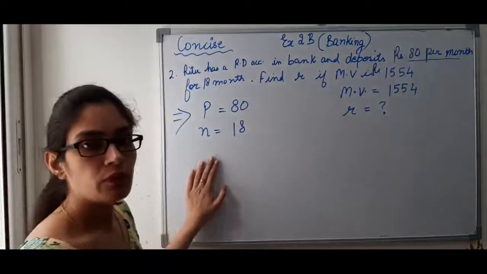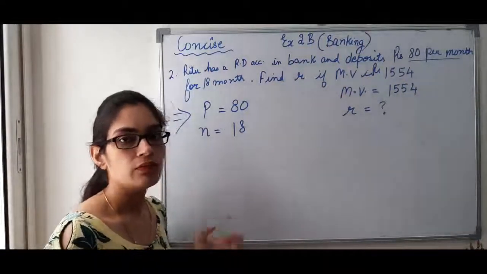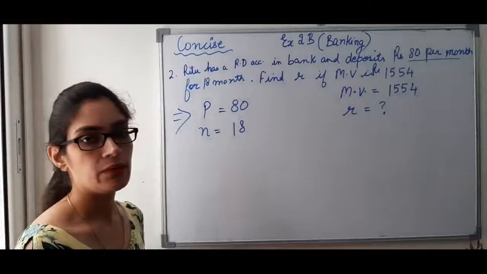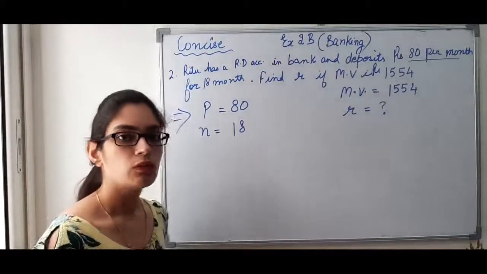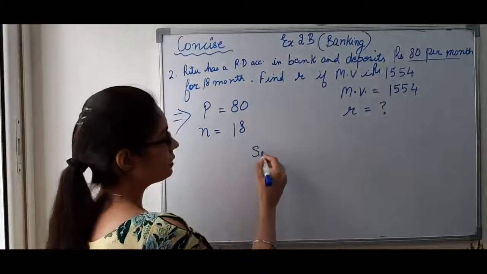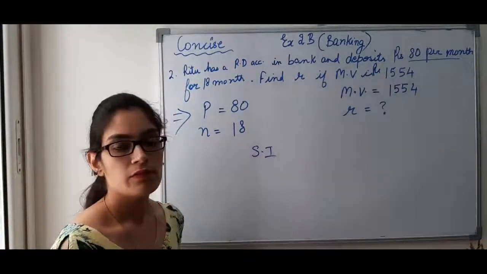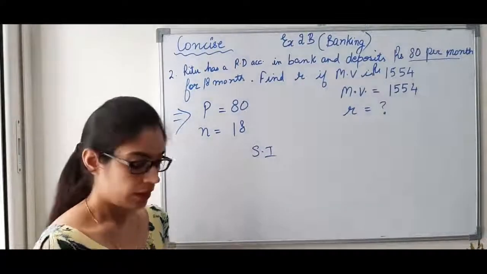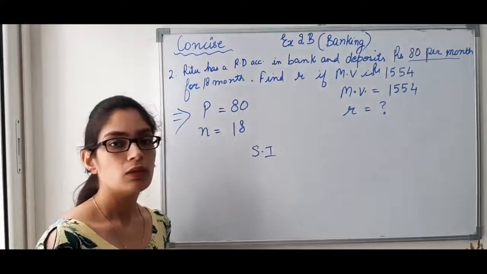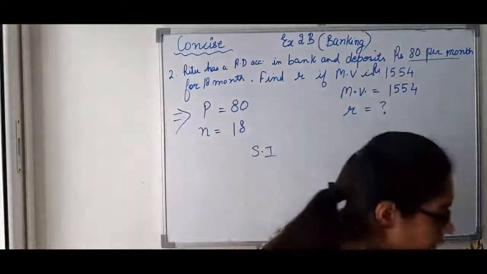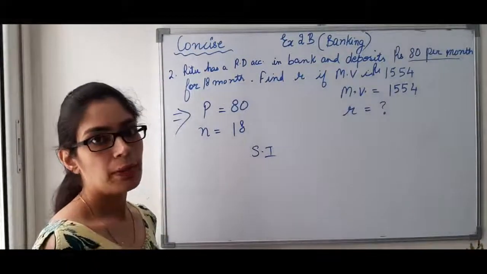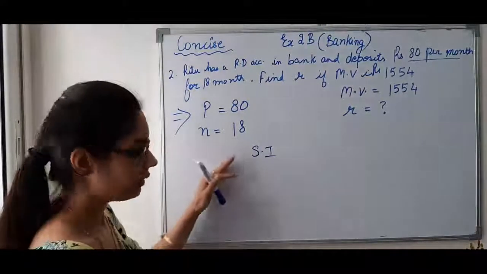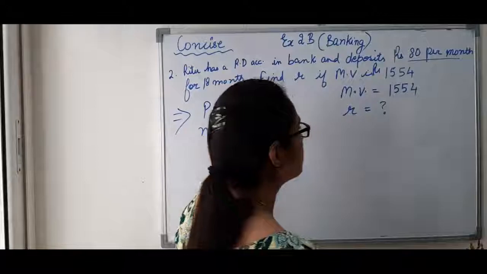This type of question we have already done in the first exercise. Now we have to do it in the same way as we have done earlier. First of all, we will find simple interest and then we will find the maturity value, where we will get one linear equation, and from there we can calculate the value of R. So let's do it. If you want, again try by yourself, and once you finish you can check if you are getting your answer correct or not. So we will start the same way.